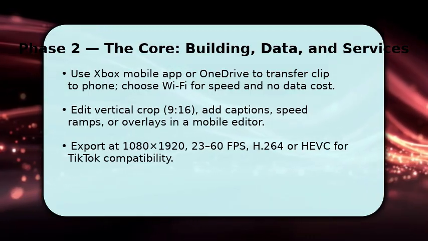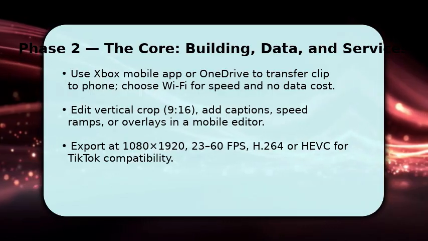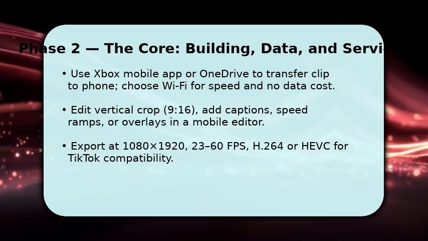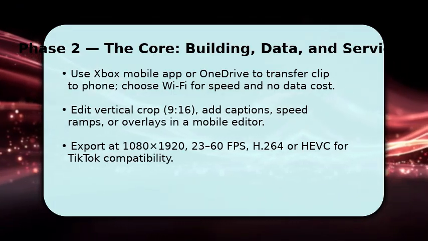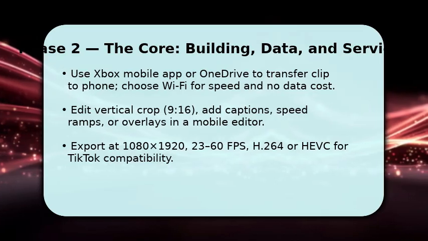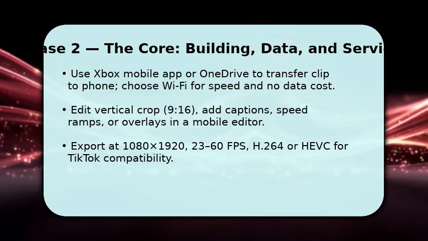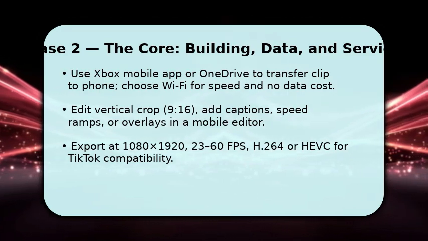Then edit for TikTok. Crop to a 9:16 vertical frame, add captions and quick cuts, and use speed ramps to emphasize action. Make sure you export at 1080x1920 with H.264 or HEVC and match a frame rate between 23 and 60 so TikTok plays it without re-encoding artifacts.